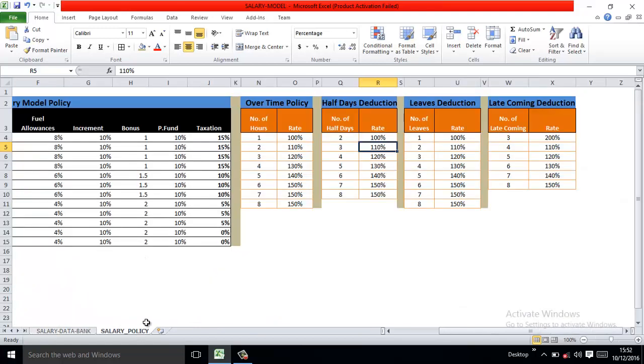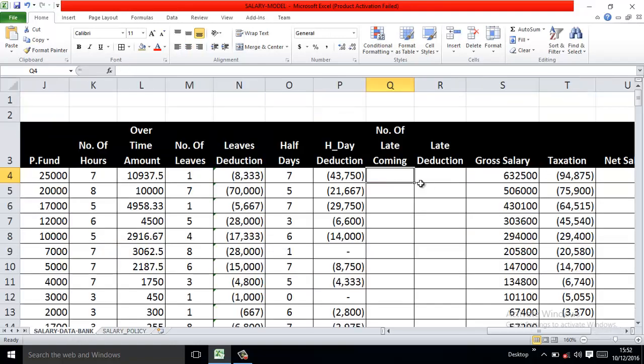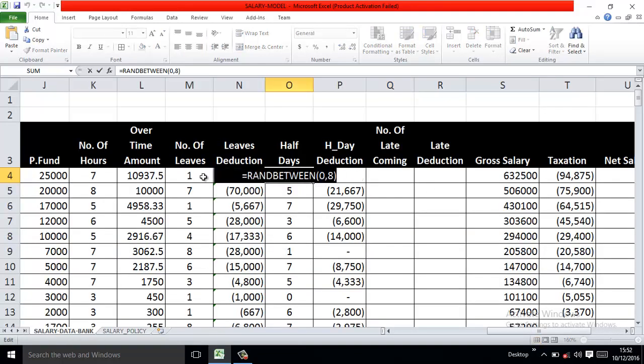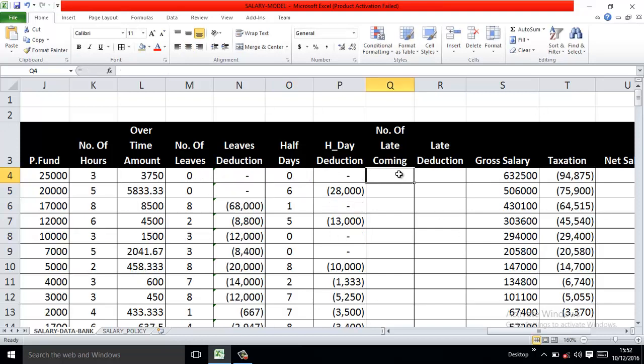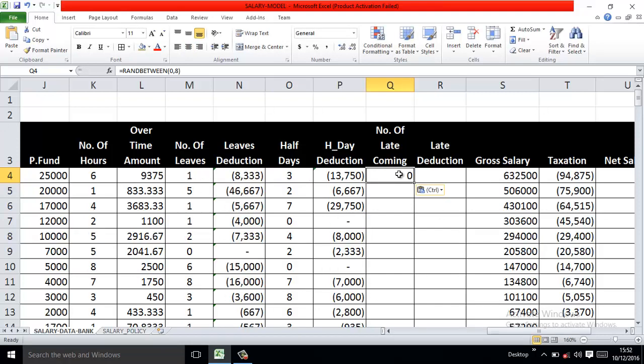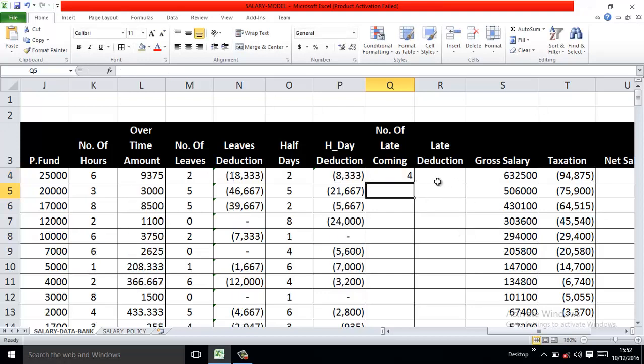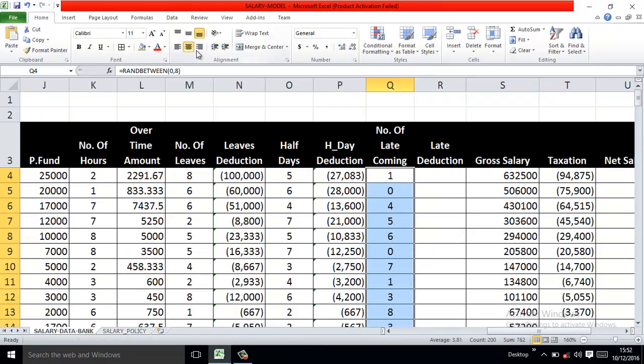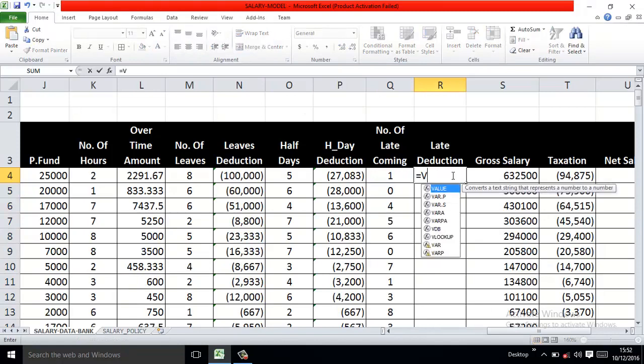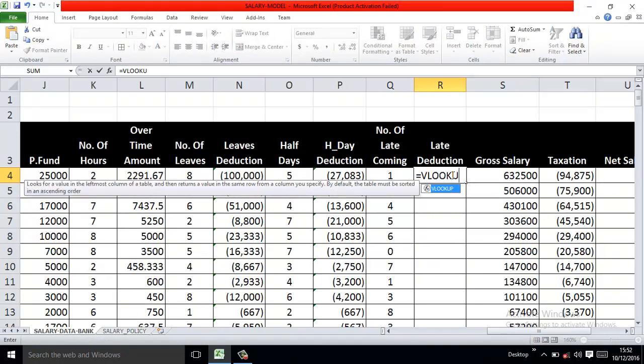The policy given to us for the late coming is this, that on 3 late comings 1 day salary deduction, which means 2 late comings are allowed, and if more than 3 then 10% additional, 20% additional and so on. Then again I'm generating data using the formula RANDBETWEEN like this. Okay, and then we go to calculate the amount for the late deduction using the same formula, that's lookup.